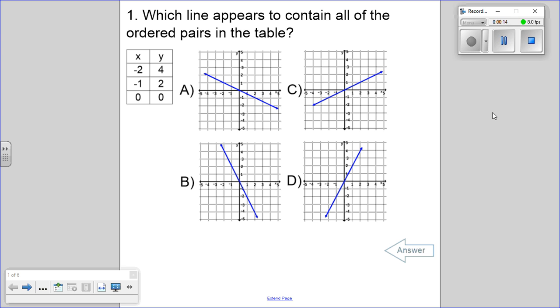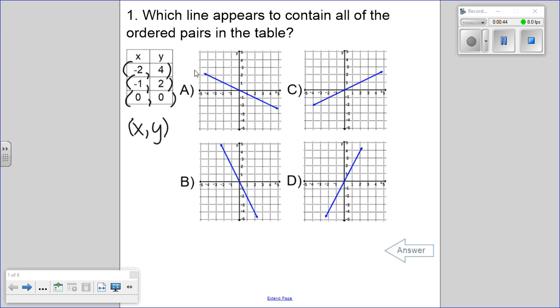So remember, an ordered pair is just a way to describe the location of a point in the coordinate plane. Ordered pairs are always written with x first and y second. So when we see a table set up with x and y, that's just another way to write an ordered pair. It's just organized differently. So this is the ordered pair -2, 4. This is the ordered pair -1, 2. And this is the ordered pair 0, 0.